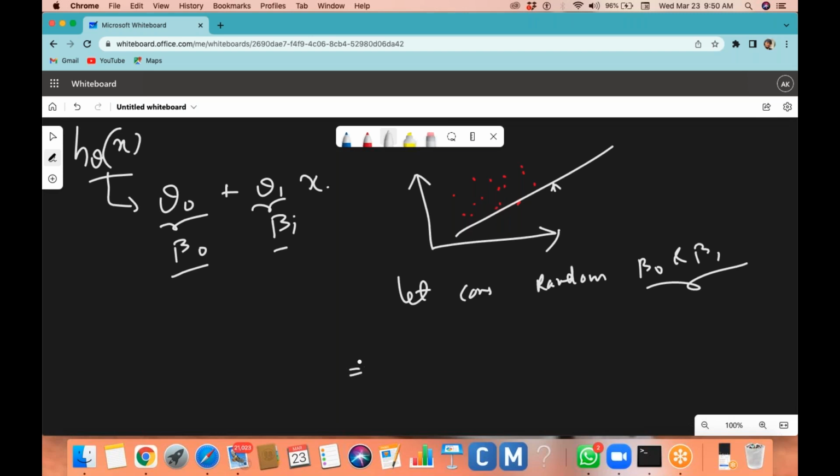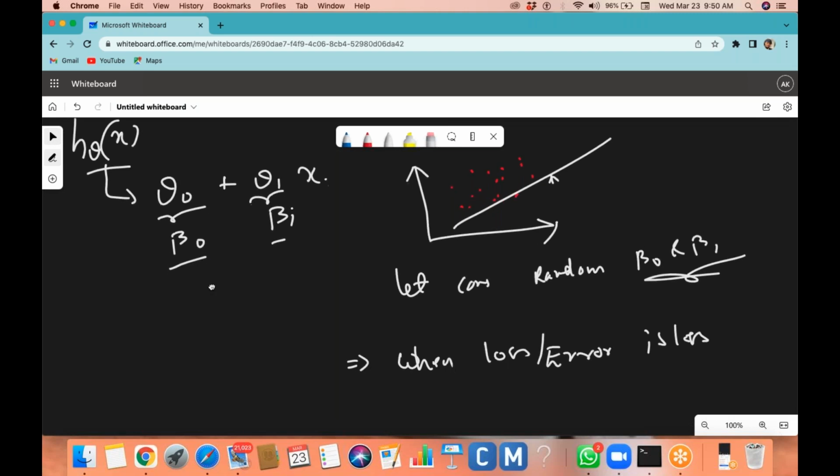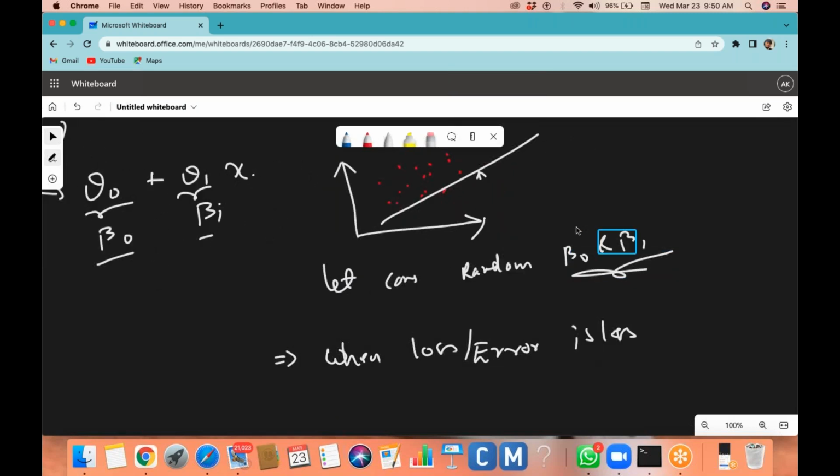When my loss, that means error, is less, then those particular values are the best values, the best coefficients. So first, I consider some random beta naught and beta 1, I draw the line, and after that I can find the loss function.